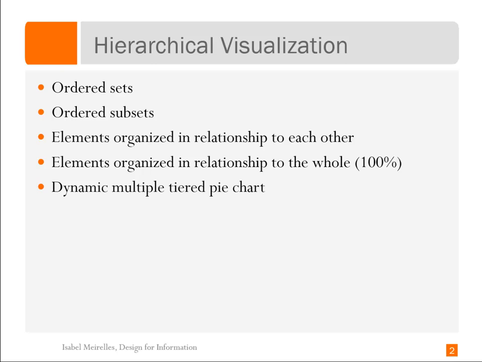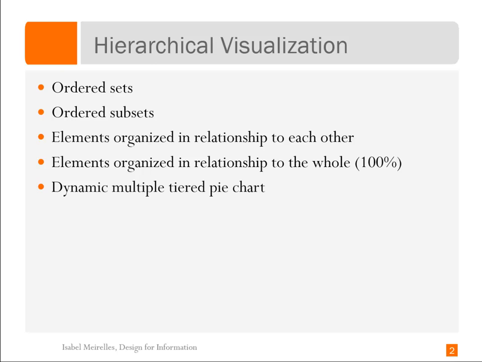And you can think about it as sort of a hierarchical set of pie charts. The ordered set might have 3 different pieces to the pie, and then the subset takes a slice of the original pie and says there's different components within this slice. Now, with hierarchical visualization, the elements are organized in relationship to each other. So that's a fancy way of saying the values are all in relationship or proportion to each other.